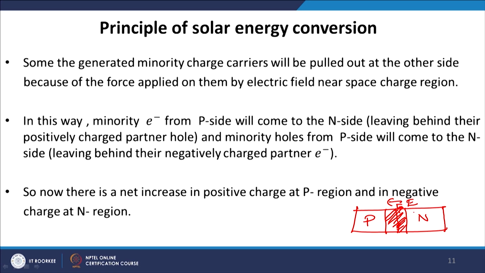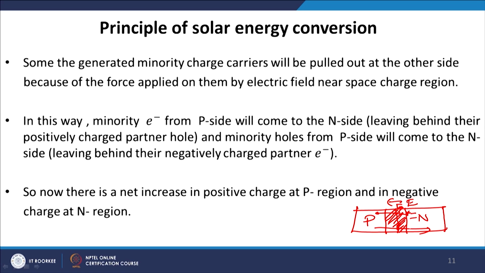But what about the charge carriers which have been created here? Those charge carriers will only be able to come to this depletion region by diffusion motion. Once they come by diffusion, the drift motion due to the electric field sweeps them to the other side, and once they go to the other side, they become minority charge carriers. In this way, minority electrons from the P side will come to the N side, leaving behind a positively charged hole in the P side, and minority holes from the N side will come to the P side, leaving behind a negatively charged partner, e minus.